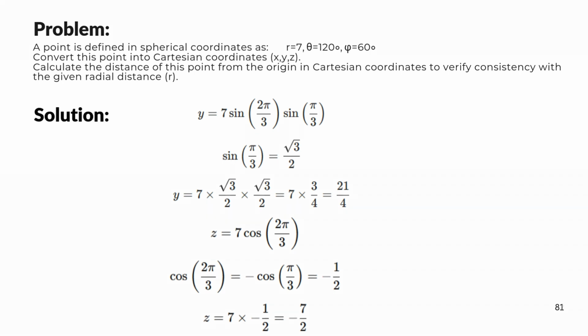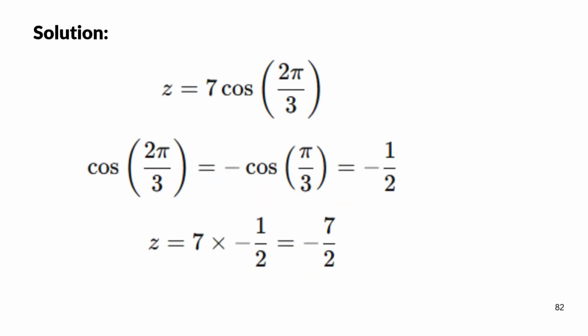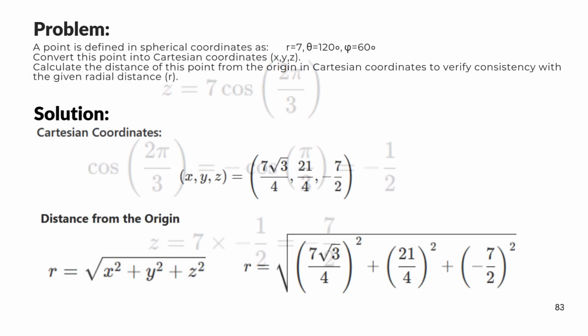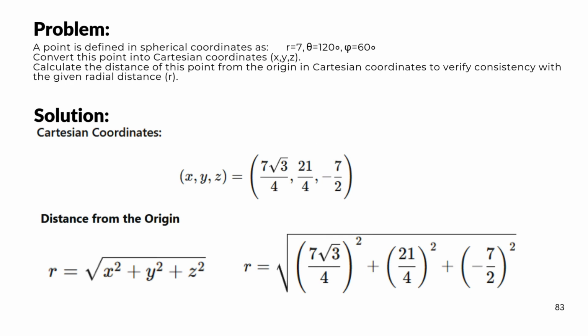Then comes z. Z is equal to 7 cos 2 pi by 3. Cos 2 pi by 3 is equal to minus half. So z is equal to minus 7 by 2. We now have our Cartesian coordinates from the spherical coordinates: x, y, z is equal to 7 root 3 by 4, 21 by 4, and minus 7 by 2.